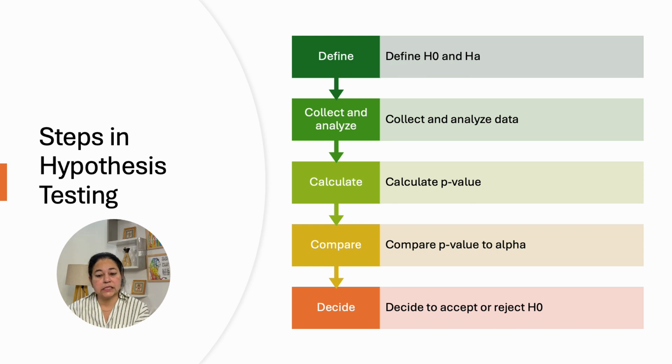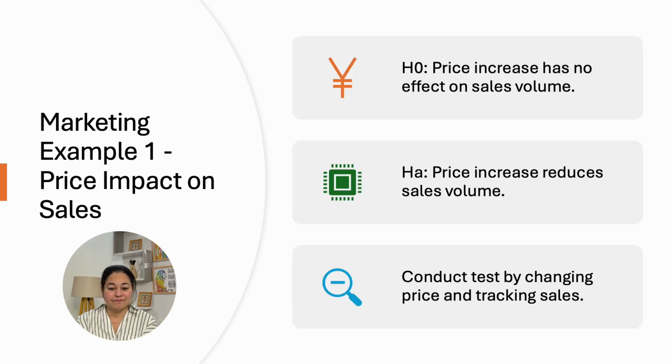Now, how do marketers actually conduct a hypothesis test? So the first step is to define the null and alternate hypothesis. Next, collect and analyze the data. Calculate the p-value. Compare this p-value to the alpha that you have already decided. And next, decide to accept or reject the null hypothesis. So following these steps will ensure that your conclusions are to the point and correct, and they are not just assumptions.